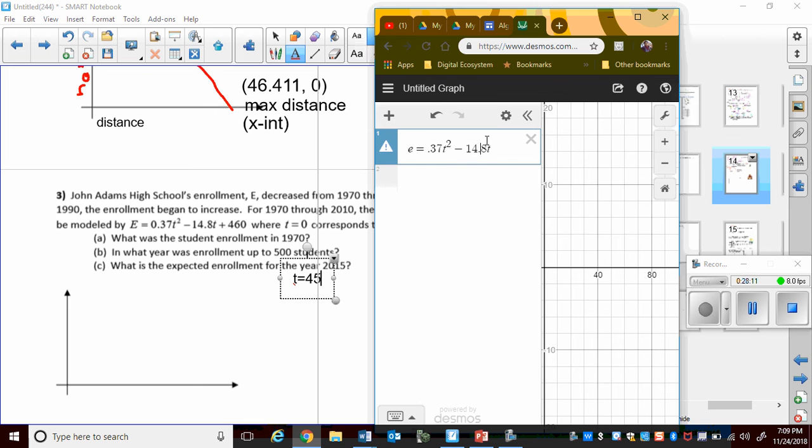Let's see if that works. It doesn't look like it works. So we're just going to use X and Y. So X for T. 0.37X squared minus 14.8X plus 460, right? So let's see if we can see this first of all.